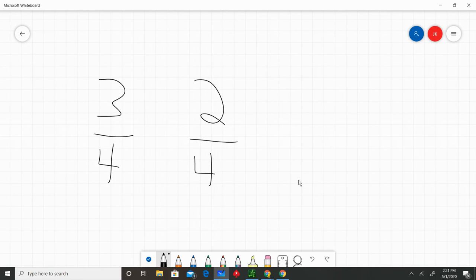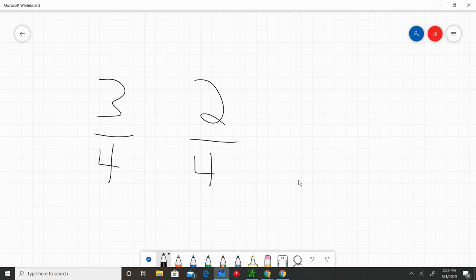Quick review. We're talking about like denominators here, and I wrote two fractions down, 3/4 and 2/4. Like denominators means they're the same. As we know from our vocabulary we did yesterday, the denominators, the bottom numbers, are exactly the same with these two fractions.